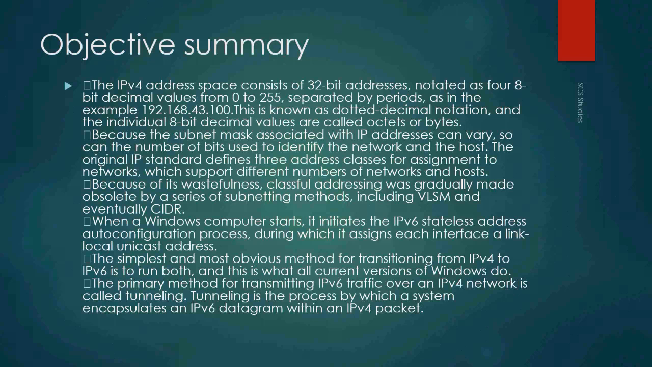When a Windows computer initiates IPv4, there is still an address auto-configuration process during which it assigns each interface a link-local unicast address. The simplest and most obvious method of transitioning from IPv4 to IPv6 is to run both, and this is what current versions of Windows are doing. The primary method of transmitting IPv6 traffic over an IPv4 network is called tunneling. Tunneling is the process by which a system encapsulates an IPv6 datagram within an IPv4 packet.